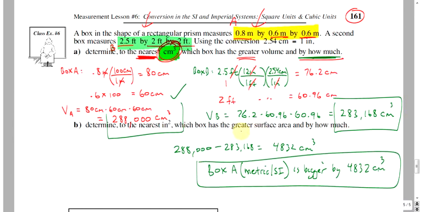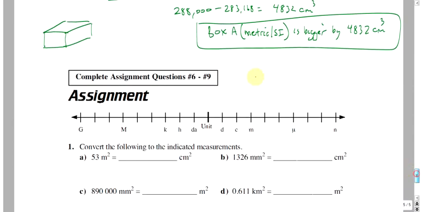Okay, this would be harder. I'm not going to do that, but I'm going to ask that in one of the assignment questions. How many sides does a box have for surface area? 6. You would need to do that for this one and this one and compare it.